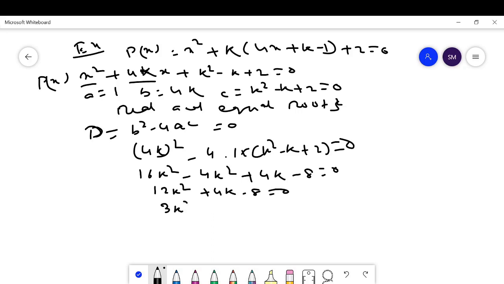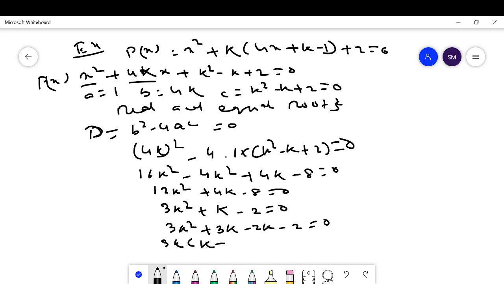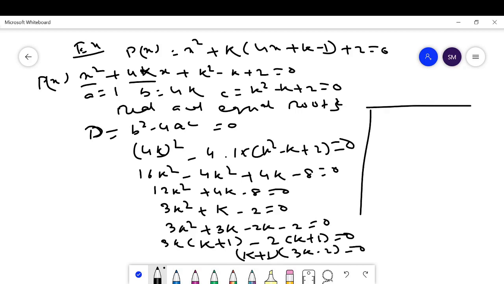Taking 4 common, 3k square plus k minus 2 is equal to 0. Use the middle term factorization. In place of k, we can write 3k square plus 3k minus 2k minus 2 is equal to 0. Taking 3k common, this is k plus 1. Taking minus 2 common, this is also k plus 1 is equal to 0. Then you get (k plus 1) into (3k minus 2) is equal to 0, which means k is equal to minus 1 or 3k equal to 2, k equal to 2 by 3.